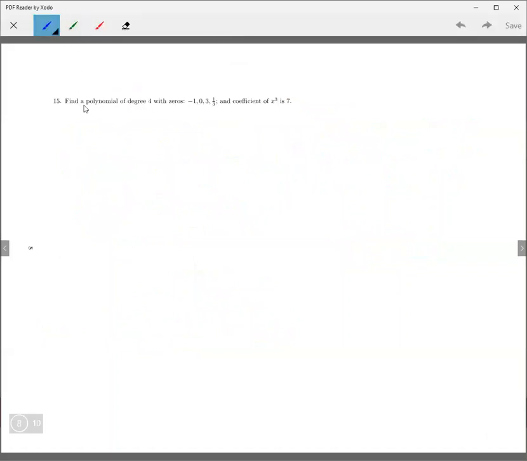Okay, number 15. Find a polynomial of degree 4 with these zeros, and the coefficient of x cubed is 7. Ouch. Okay, so let me put the 0 first, and then there's x plus 1, and then there's x minus 3.